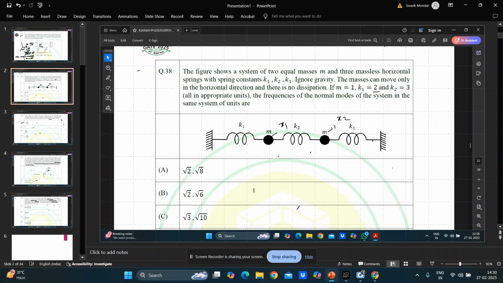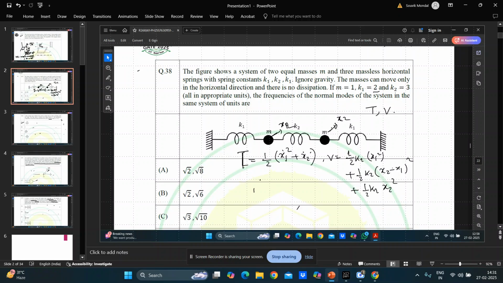The second problem is this configuration, where the values of m and k1, k2 are given. Basically you have to write the Lagrangian, or you can directly write T and V and do the small oscillation analysis. The Lagrangian has kinetic energy 1 by 2 m times x1 dot squared plus x2 dot squared, assuming this mass has displacement x1 and this one has displacement x2. The potential energy term is the first spring, k1 by 2 x1 squared, plus the second spring which has displacement x2 minus x1, whole squared, plus the third spring, again k1, with displacement x2, so x2 squared.